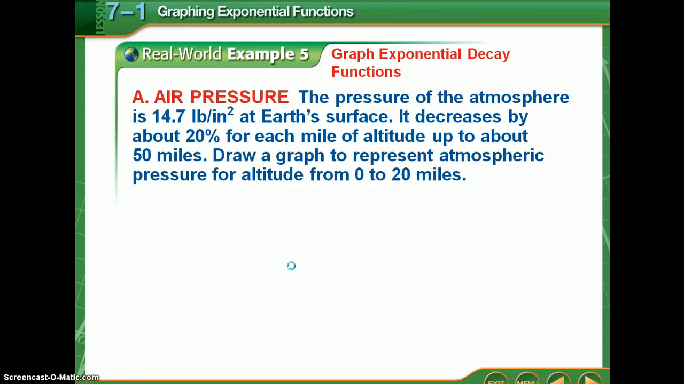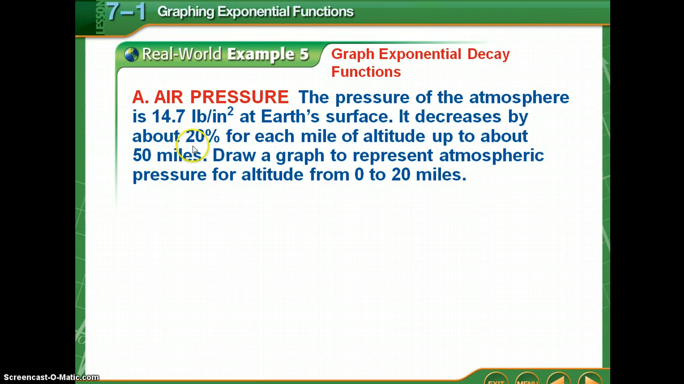We have a real-world example. Here we're looking at air pressure, and so it's going to be very similar to the exponential growth factor, except we're looking at exponential decay. The only difference is in our function, y is equal to a times (1 minus r) to the t, where in our exponential growth we had 1 plus r. So we can just simply substitute the values in.